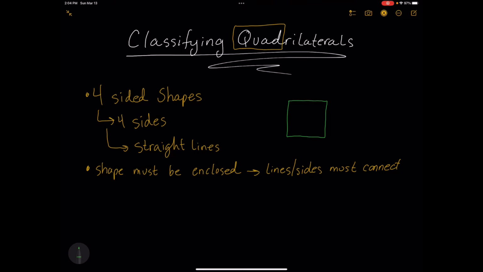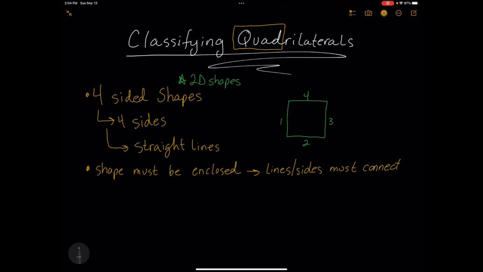Okay, so you see how this shape has four. We got 1, 2, 3, 4 lines, four straight lines that make up the sides. Okay. Also, I want you to notice, as a little side note here, all of these shapes that we're talking about are all 2D shapes. Okay. All of these quadrilaterals and eventually triangles that we talk about are going to be 2D shapes.